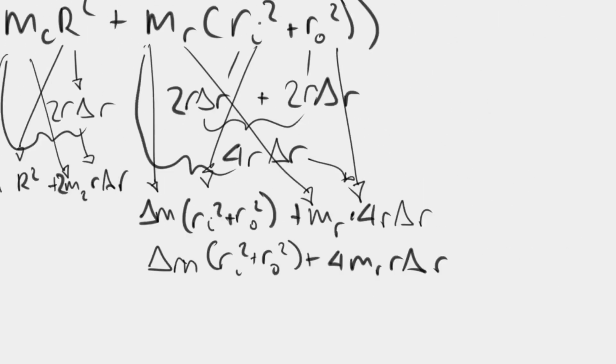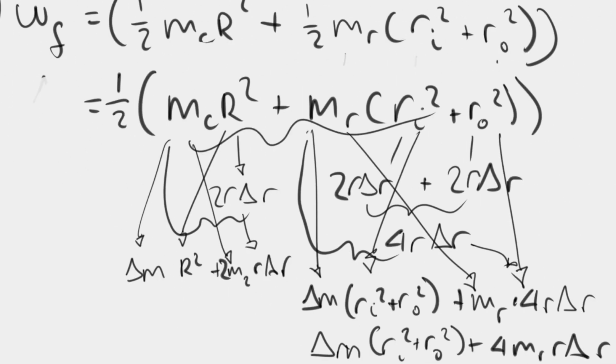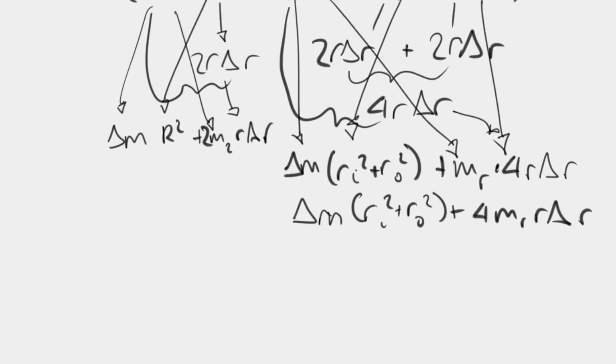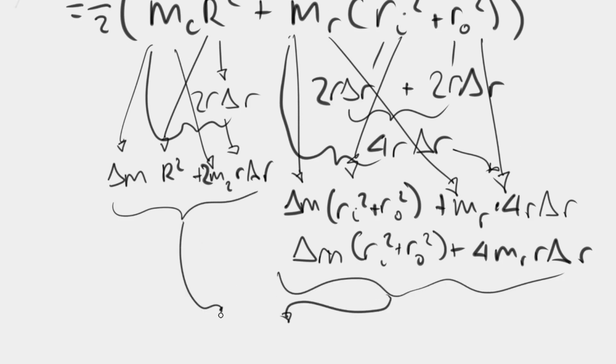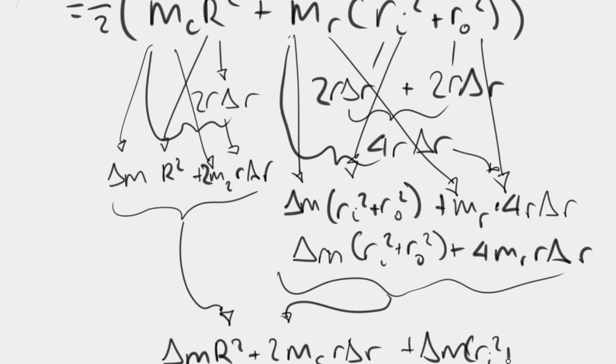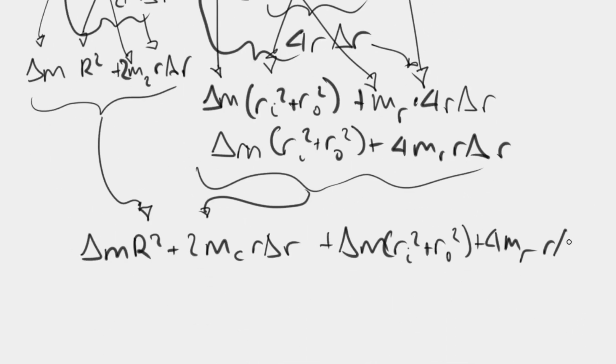Now all we need to do is use the addition rule to combine this whole thing inside this parentheses. So you would take the uncertainty of this thing and the uncertainty of this thing and combine them by adding, and you would get delta m r squared plus 2 mc r delta r plus delta m ri squared plus r0 squared plus 4 mr r delta r.